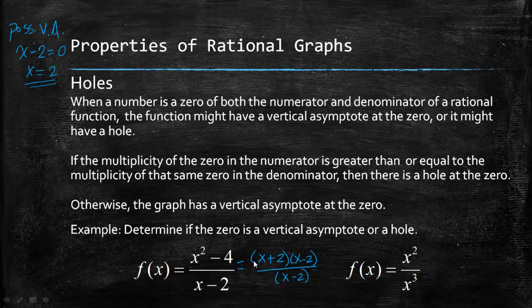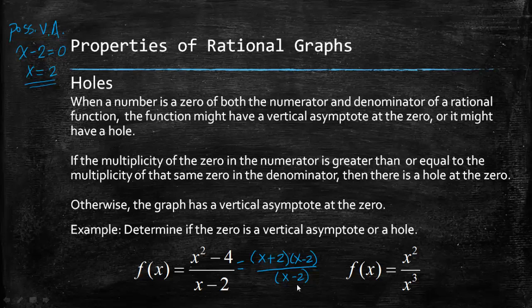Okay, so now it says that if the multiplicity of the 0 in the numerator is greater than or equal to the multiplicity of the 0 in the denominator, then it's going to be a hole at that 0.